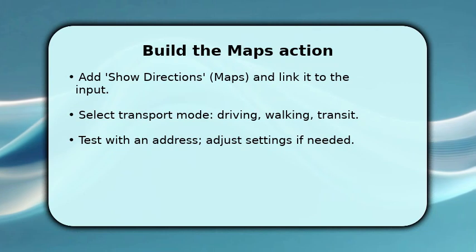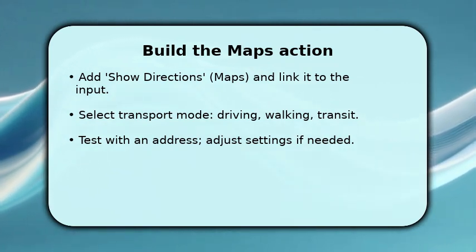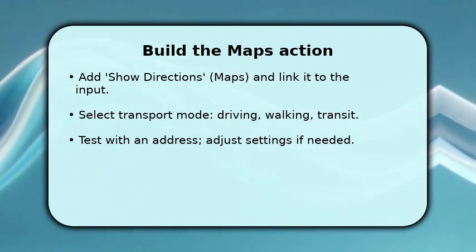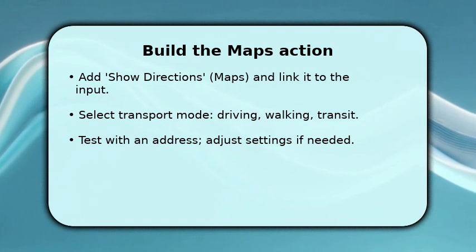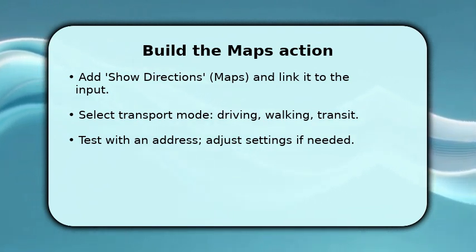Now connect that input to Apple Maps. Add the Maps action called Show Directions and set the destination to the shortcut's provided input. Choose a transport mode, driving, walking, or transit, so Maps opens with the right route. Optionally add Wait to Return or Show Result if you want a preview.